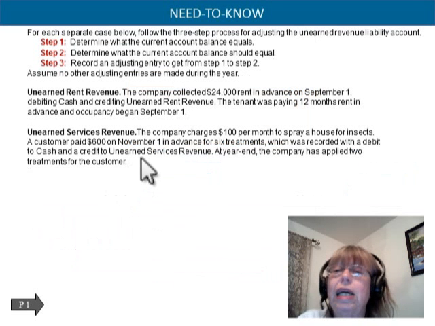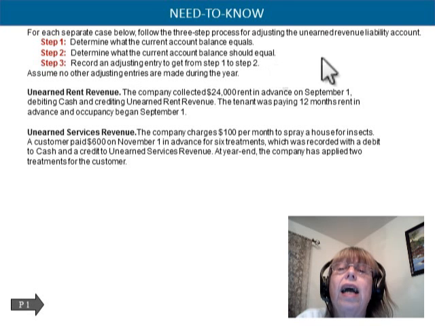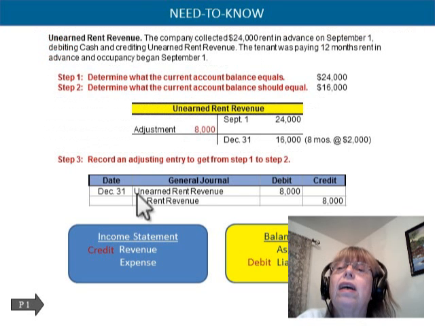Again, we're going to see what they call a need to know, and we have three separate cases that are going to ask you to adjust the unearned revenue liability account. Unearned rent revenue and unearned services revenue. So let's look at each one. Company collected $24,000 rent in advance on September 1st, debiting cash, crediting unearned revenue. The tenant was paying 12 months rent in advance, and occupancy began September 1st. So that would be September, October, November, and December that they would have used up.